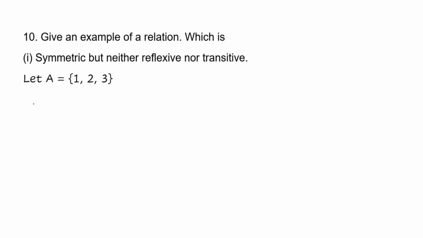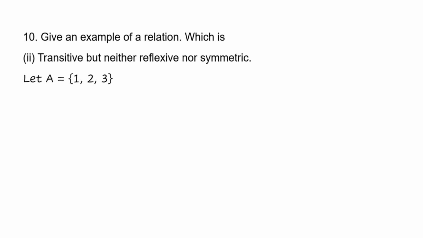So the first subdivision, symmetric but neither reflexive nor transitive. When A is equal to {1, 2, 3}, if we take R equal to the ordered pairs (1, 2) and (2, 1), then this relation is symmetric but it is not reflexive. If it has to be reflexive, then R should have (1, 1), (2, 2), (3, 3). And if it is transitive, then it should have (1, 3). All these are not there. So this is an example for a relation which is symmetric but neither reflexive nor transitive.